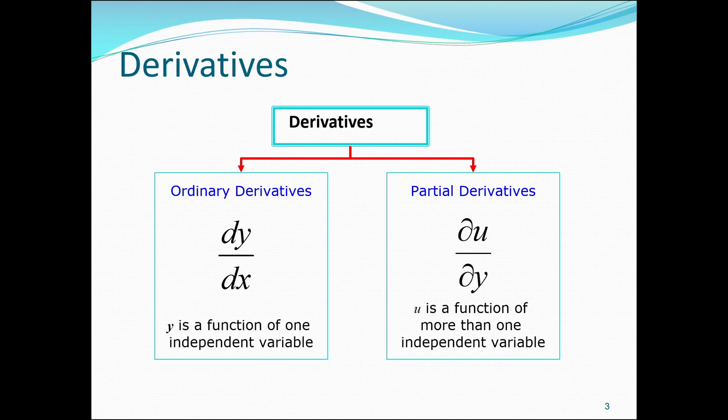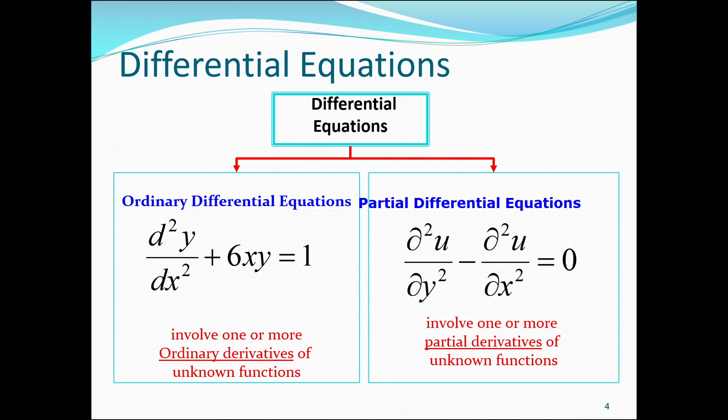And the second one is partial derivatives. Generally, a partial derivative is of a function of more than one independent variable. Like that, we denote dou u by dou y. Some examples. Ordinary differential equation: d squared y by dx squared plus 6xy equal to 1. Here it involves one or more ordinary derivatives of unknown functions. In the partial differential equation, dou squared u divided by dou y squared minus dou squared u divided by dou x squared equal to 0. Here it involves one or more partial derivatives of unknown functions.